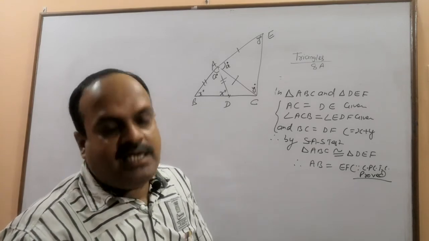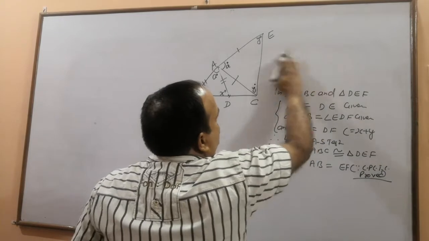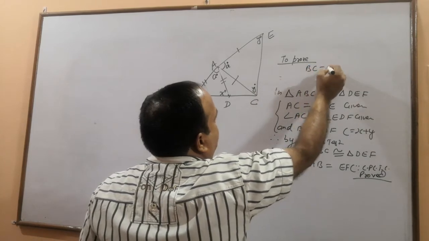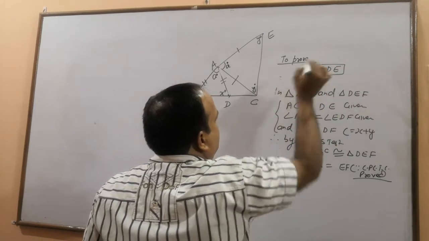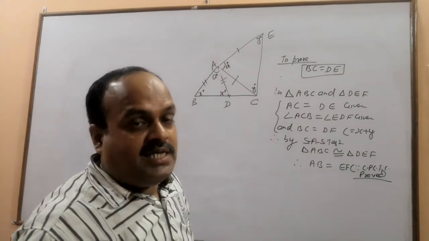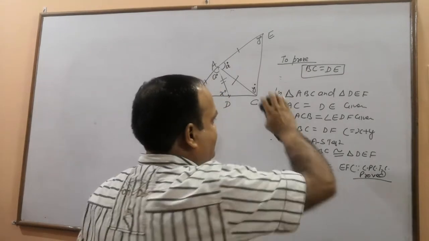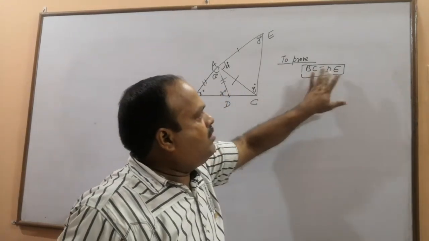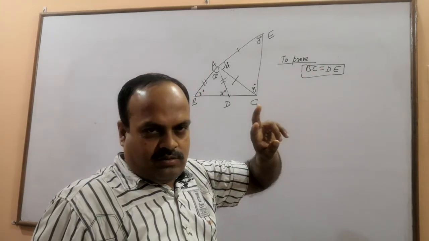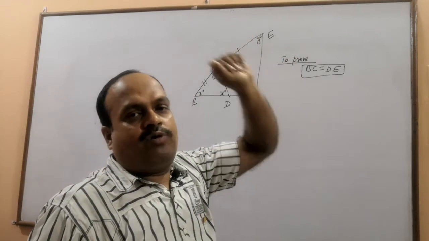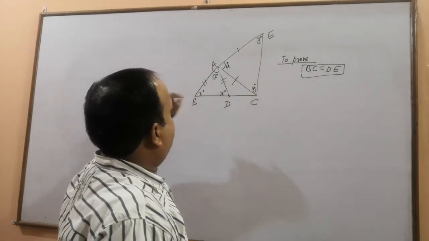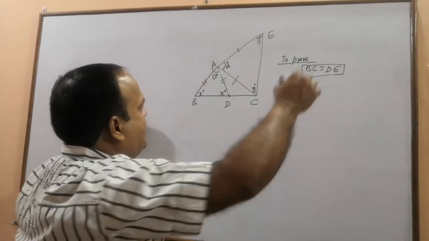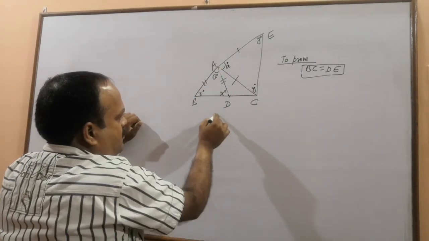Now we have to prove that BC equals DE. To prove BC equals DE, BC and DE should be part of congruent triangles. Let's see where these BC and DE are. If these two are parts of different triangles, then we will prove those triangles congruent. Let's see where BC is. BC, okay, DE is here. So it seems we will have to take this big triangle.